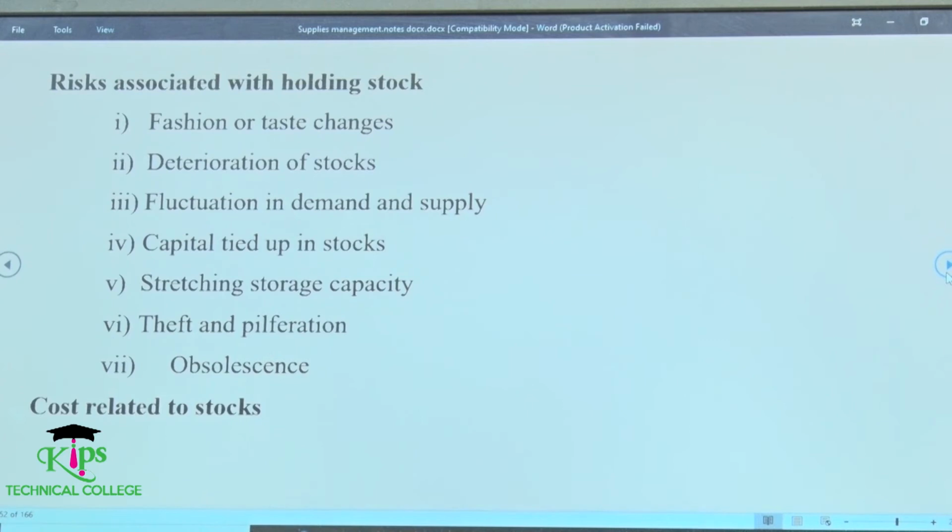So what are some of the risks associated with holding stock? One of the risks is that we have fashion or taste changes, and this happens most of the time when you have fashion changes. So it's always good to hold little inventory. We also have deterioration of stock, when stock loses value, and fluctuation in demand and supply. So it's always good to keep optimum inventory.